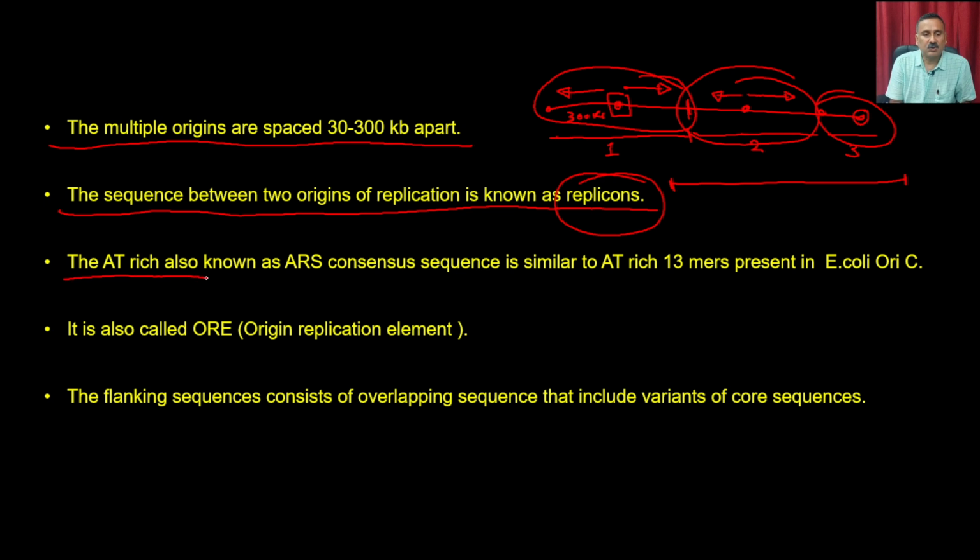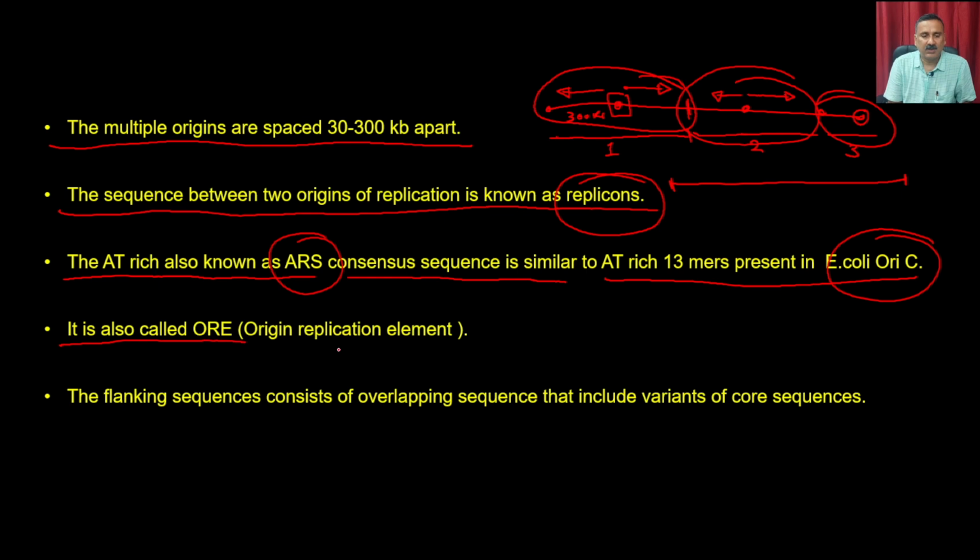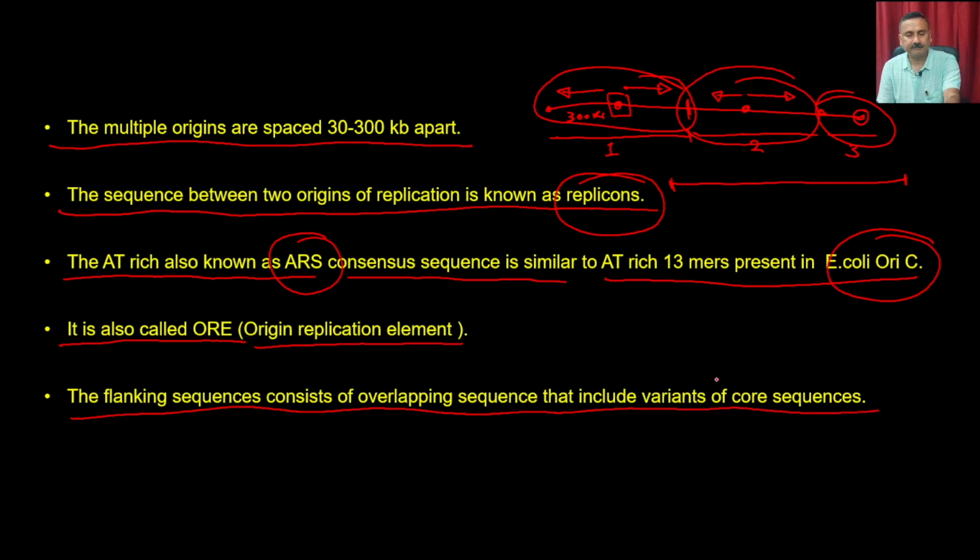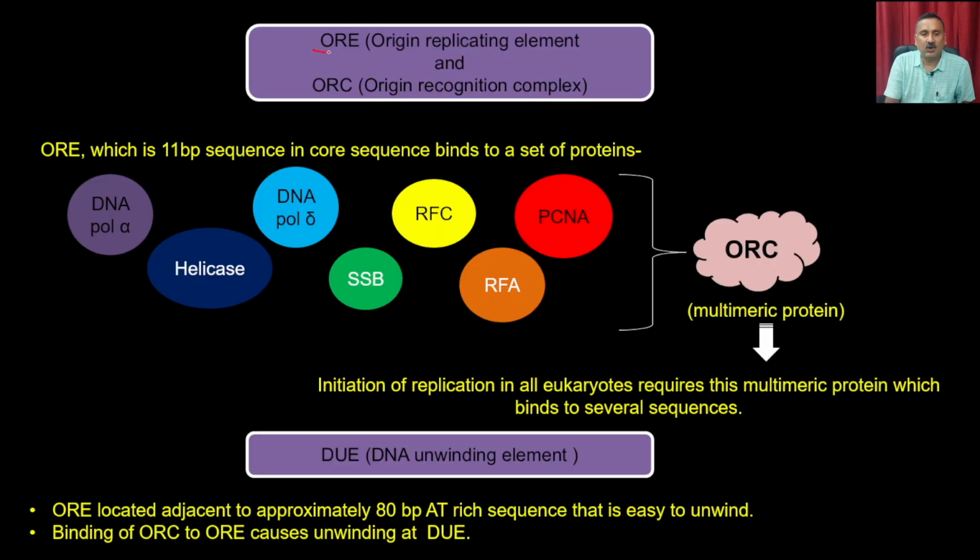The AT-rich sequence, also known as the ARS or autonomously replicating sequence, is similar to the AT-rich 13-mer present in the E. coli OriC. It is also called the ORE or origin replicating element. The flanking sequences consist of overlapping sequences that include variants of the core sequences. So, ORE is called origin replicating element and ORC is called origin recognition complex.